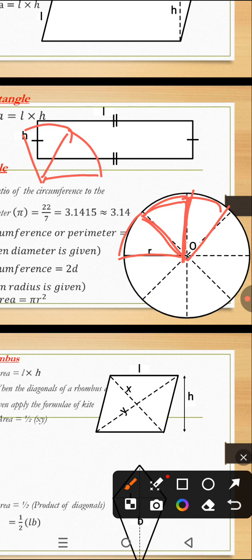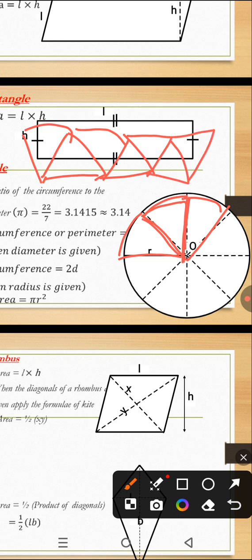I think this one is not well done. Let me do it well. Place it this way. Cut the next one. Also place it. Cut the next one. Place it. So you just arrange it. You arrange it to form a rectangular shape.